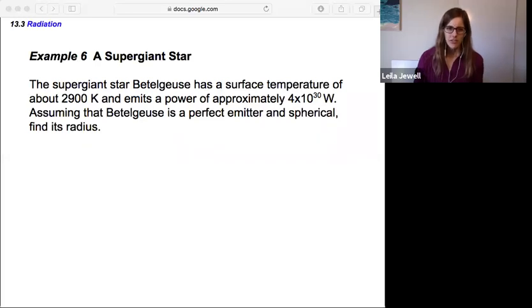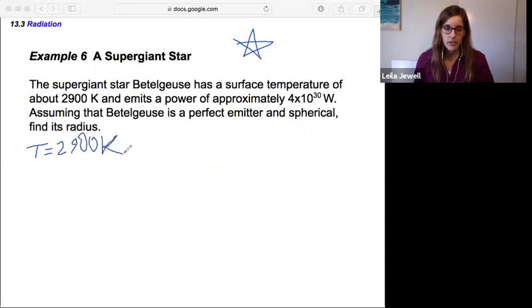All right, so what do we have here? Well, first off, we have a star. You could draw a star that would probably just look like a bunch of hot gas. I might just draw a star just to help myself remember it's a star, though that's not at all what it looks like. So we know the temperature of it. So we have that, 2,900 Kelvin. And we also have the power here. That's interesting because that's not something we've been talking about yet. 4 times 10 to the 30 watts.